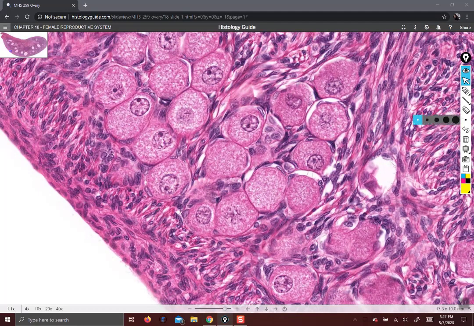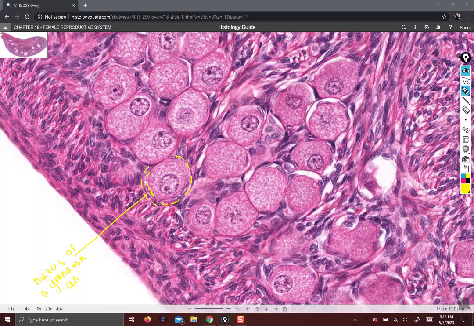So I'm outlining, it's the smallest dot I have. I'm going to outline a primordial follicle. Notice that is the nucleus, not of the oocyte, but of a pre-granulosa cell. So when this primordial follicle begins to make its way towards development, it's going to perk up and become cuboidal, and that's going to be the first set of granulosa cells.